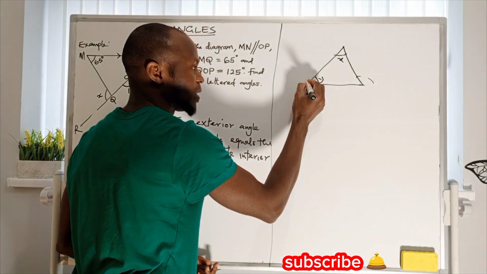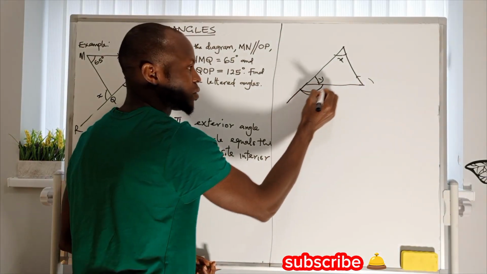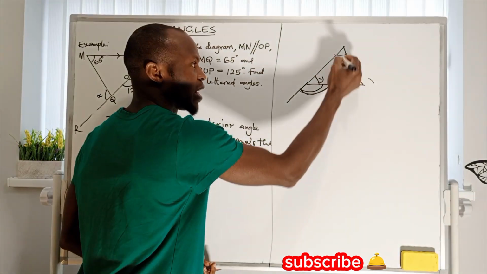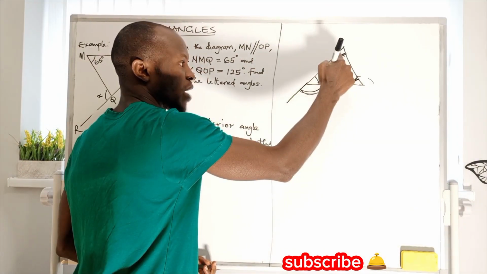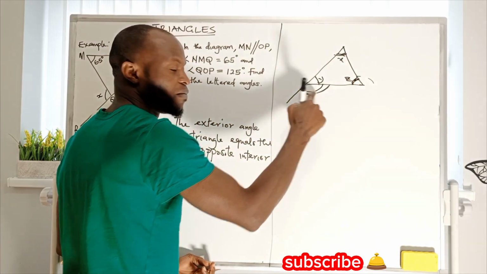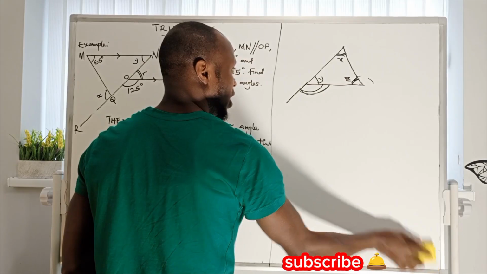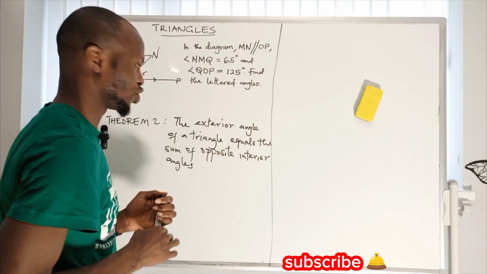If I extend this line and I have this angle here, so this angle and this angle, if I add them together, if this is z, these two angles added together will give me this exterior angle of that same triangle. Okay? Now, let's look at this question we are given and use this theorem.